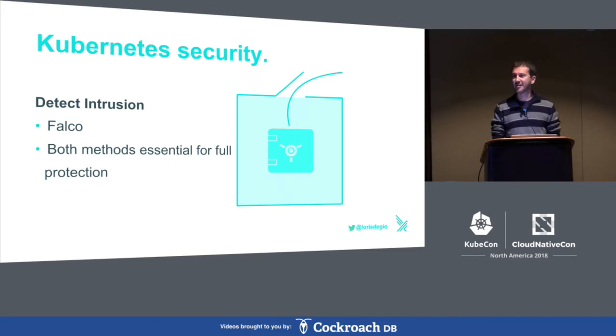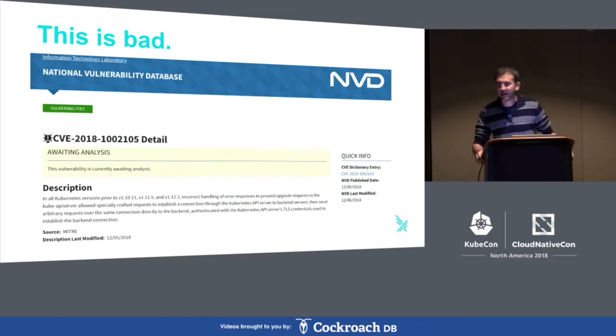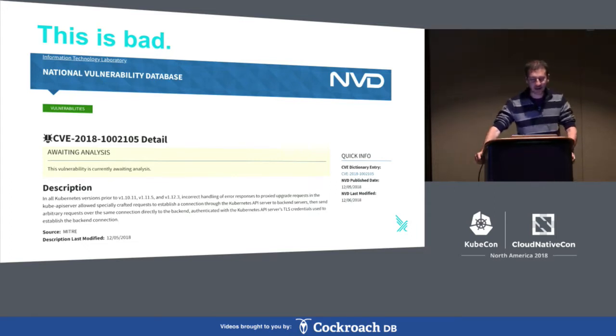Why are both these methods important and complementary with each other? Well, a good example is this vulnerability. I don't know how many of you are aware of this vulnerability that was essentially released last week. Yeah, this is CVE-2018-1002105, and it's probably the very first critical vulnerability released for Kubernetes. The disclosure and the fix came last week, and they were very quick and very instant.